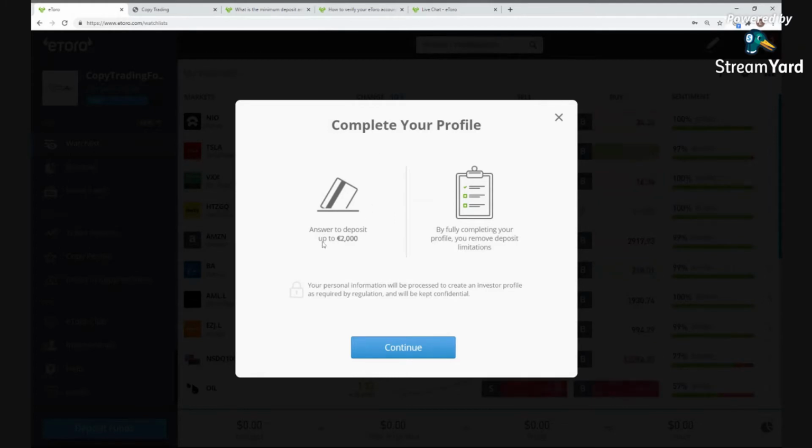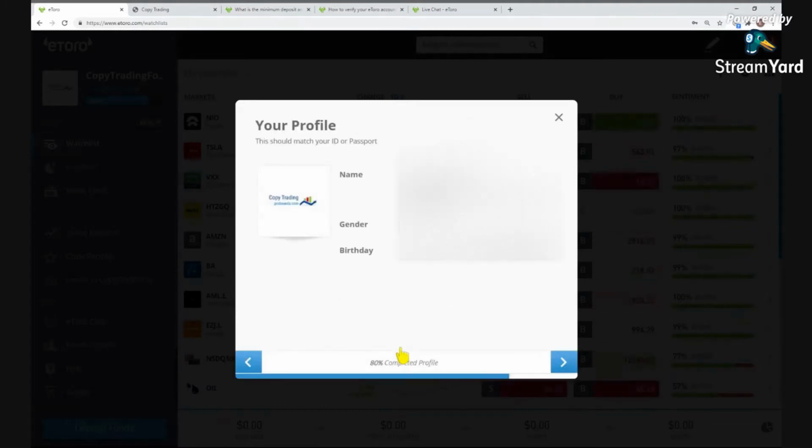Complete your profile, answer to deposit. We have to answer this to deposit up to $2,000 for your first deposit. By completing the profile, you remove deposit limitations. Once you complete your profile, the limitation on deposit will go up. I think you can deposit up to 1,000 or 10,000 per day, but I'll have to check that. Your personal information will be processed to create an investor profile as required by the regulations, and always kept confidential. So let's click continue.